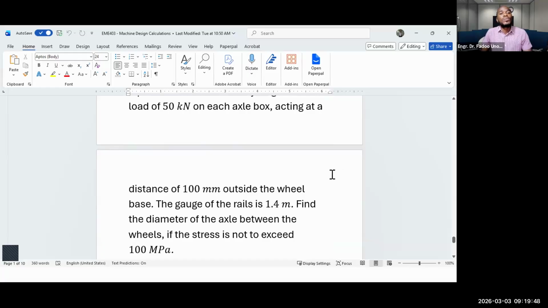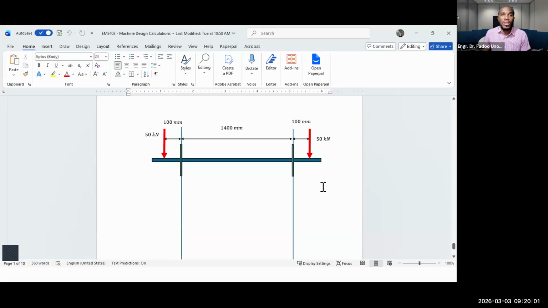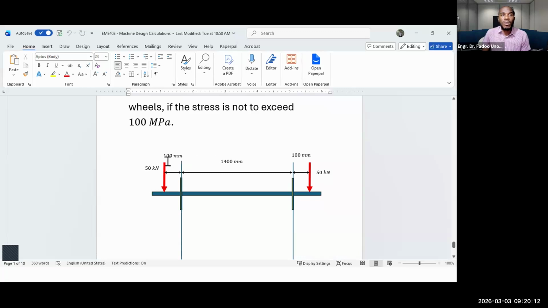Okay, there we go. I'm going to find the diameter of the axle between the wheels if the stress is not to exceed 100 megapascals. And there we go. That was the diagram that we had drawn so far to represent the two loads acting. Now, because these loads, or the loads themselves rather, are transferred to the rail via the wheels, there will be two reactive forces.